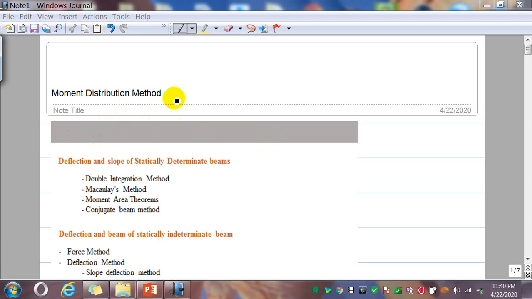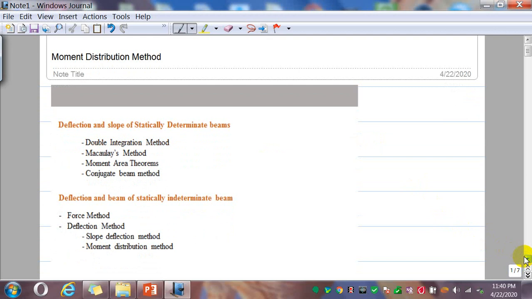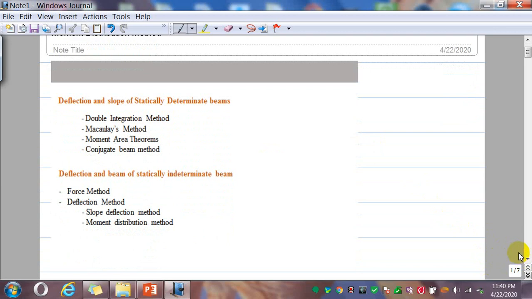Okay, now we are coming to the next part of learning of analyzing statically indeterminate beams. As I have briefed you earlier, we have two methods to approach statically indeterminate beams. One is the force method, the other one is the deflection method or stiffness method.